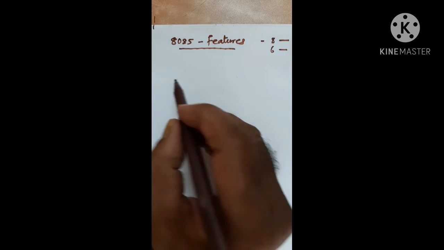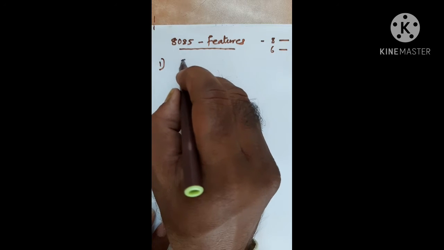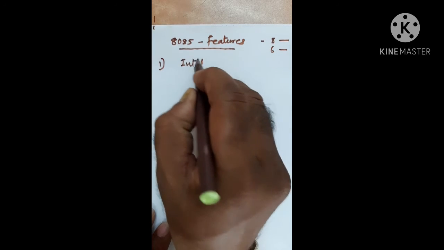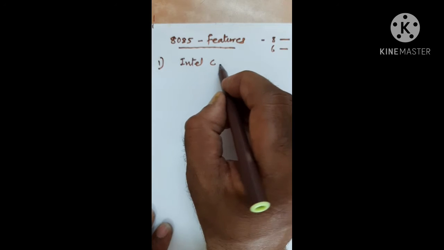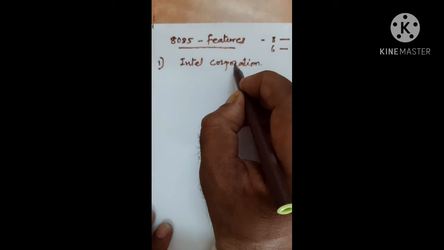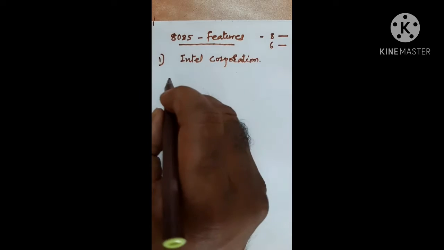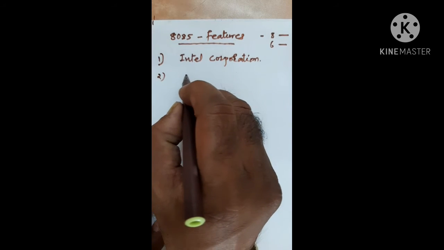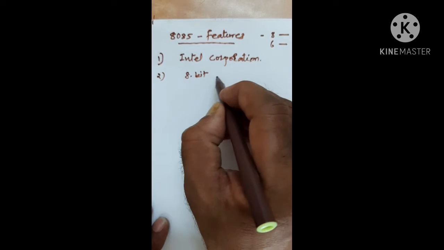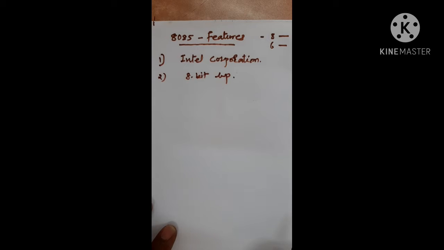First feature is here. This microprocessor is introduced by Intel Corporation, the company name. Second feature is 8-bit MUPI, MUPI in short for microprocessor. 8-bit means it can process data of only 8-bit in width.